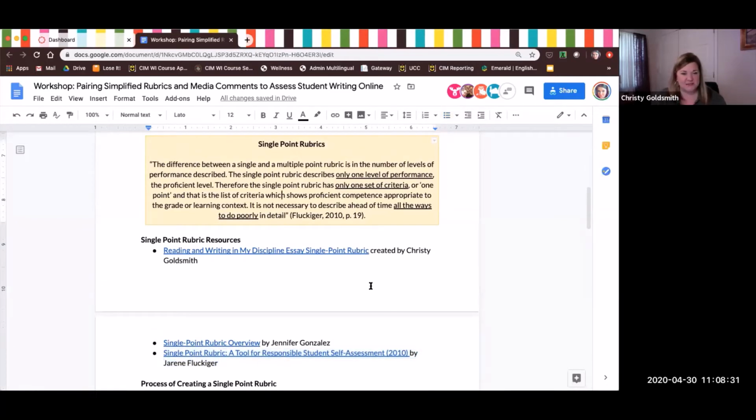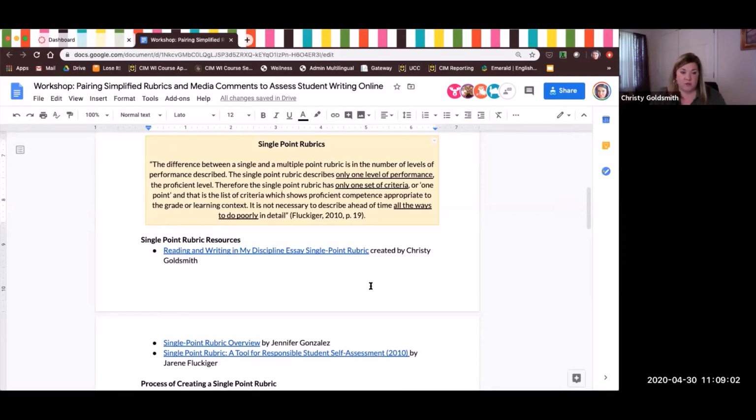She says the difference between a single and a multi-point rubric is in the number of levels of performance described. So normally when we think of rubrics, we think of categories, right? We have the 4 category and the 3 and the 2 and the 1. In a single point rubric, we have only one level of performance, and that is the proficient level. So we're not thinking about levels of proficiency. We're saying these are the markers for proficiency, and therefore we're creating one set of criteria for those markers.